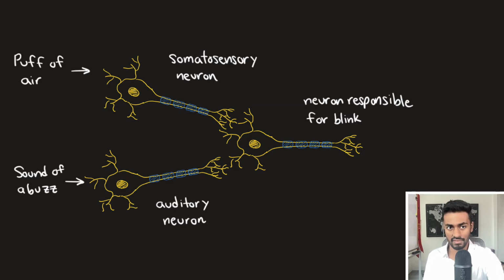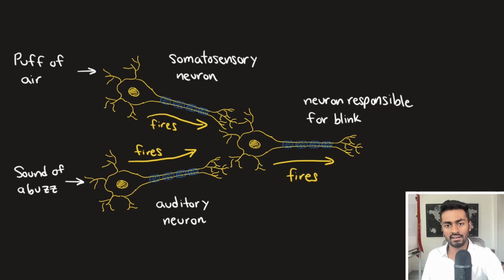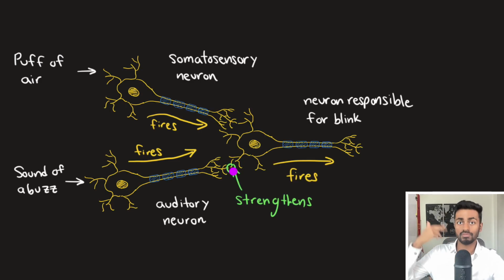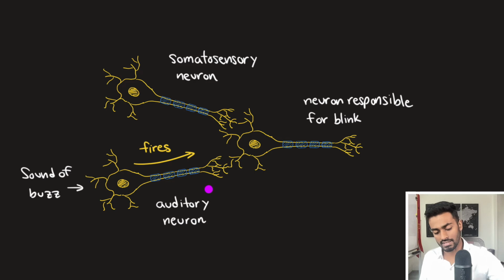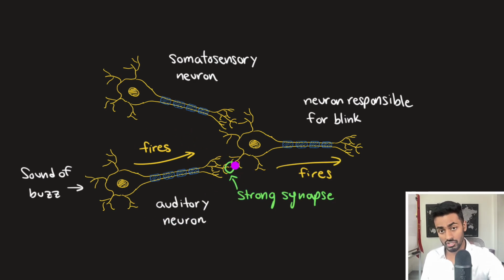And so, if we repeat this process of getting a puff of air and a buzzing sound, causing the neurons to fire, it's going to continue to strengthen the synaptic connection. And this, after repetition, will come to a point where when you just hear the sound of a buzz, it's going to cause the auditory neuron to fire. And because now this is a much stronger synapse, there's going to be more neurotransmitters that are able to go from the axon terminals of this first neuron to the dendrites of the second neuron.